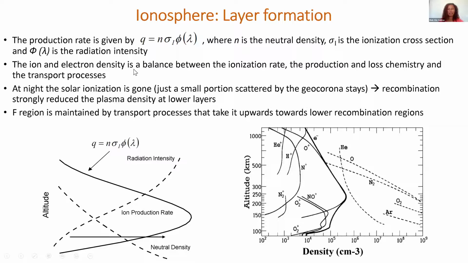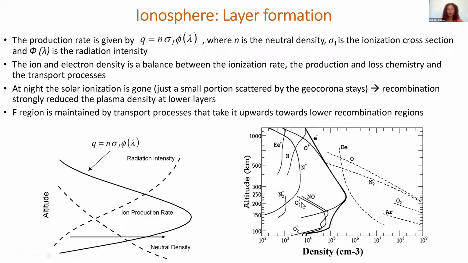The ion and electron density are balanced between the ionization rate, the production and loss chemical reactions, and transport processes. So there are three things happening: ionization, chemistry, and transport. All these things have an impact on the electron density, the ion density, and the layer structure of the ionosphere. At night, the solar ionization is gone, as I mentioned, and we have these recombinations going on. The density of the plasma is strongly reduced in lower altitudes, and the F region is maintained by transport processes that take the layer upwards towards the F2 peak, where there is a lower recombination happening.